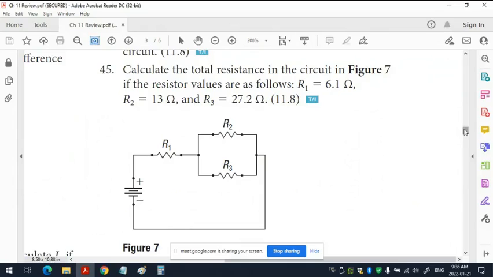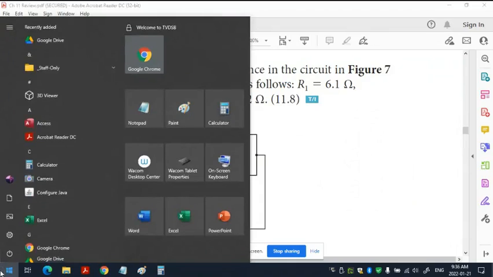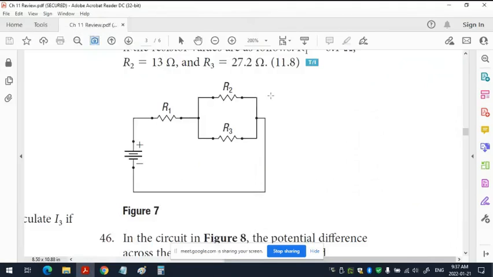1 over 13 plus 1 over 27.2. Just plug it into your machine and get decimals. It's okay. Hey, come on. Don't forget to flip. Don't forget to flip. Let's keep it to 3. Let's keep it to 3 in the final answer.